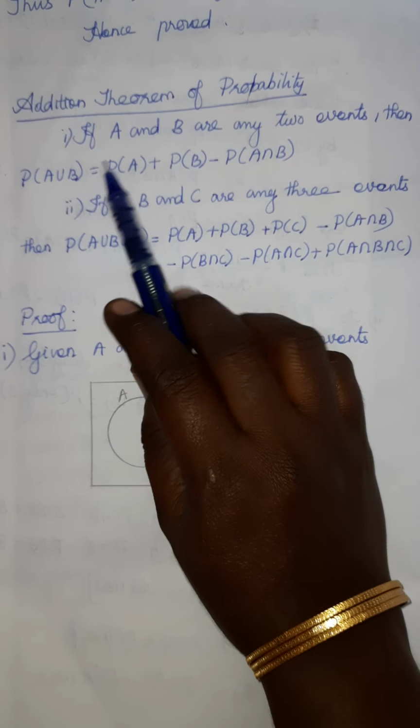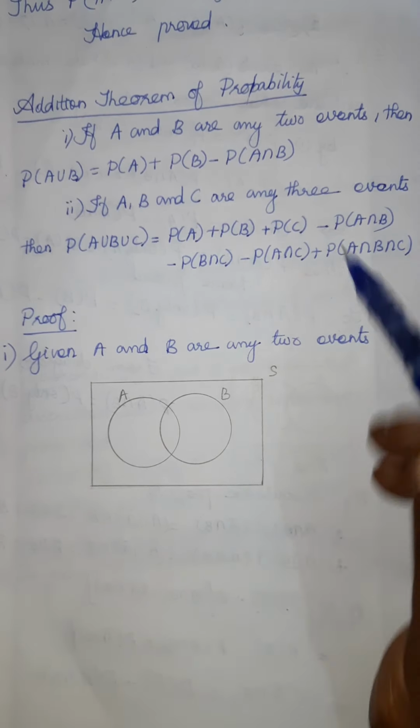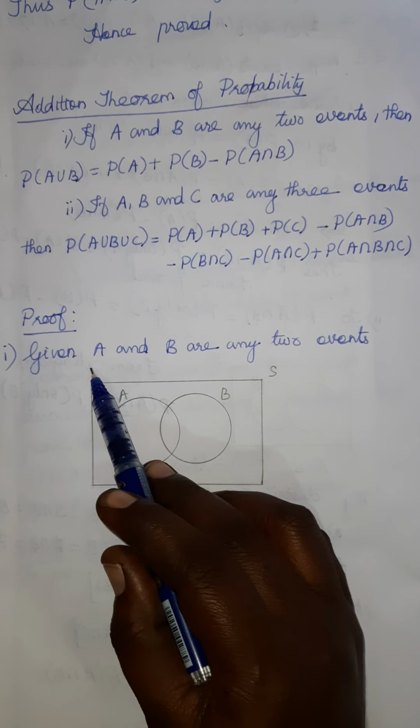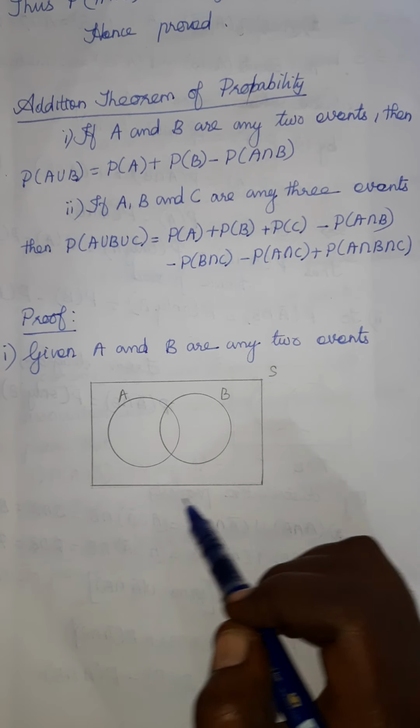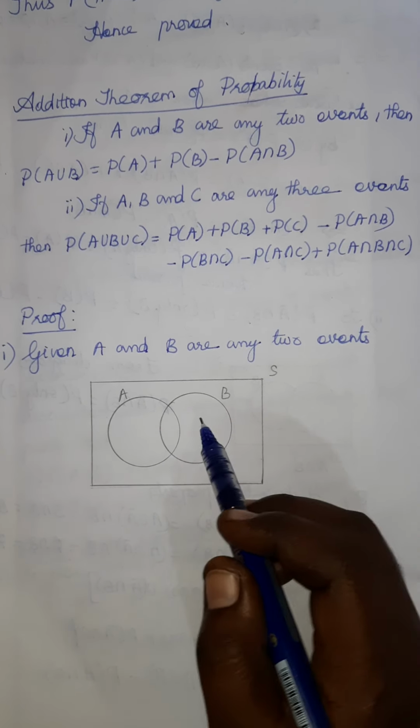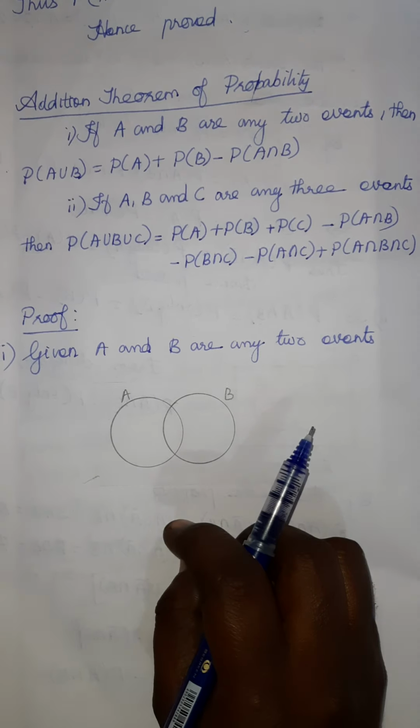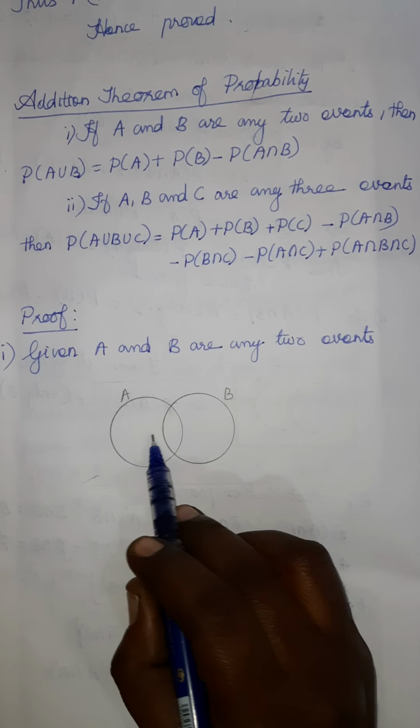That we have to prove. First one is A and B, only two events. So you can consider given A and B are two events. For that, first we can draw the diagram. A and B are the two events.